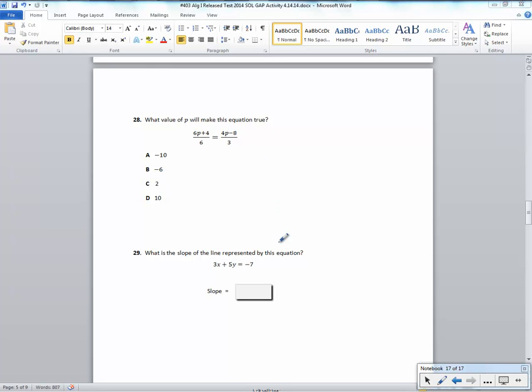The next one, what you want to do is solve this, put it into y equals mx plus b form, and your answer is going to be your m.